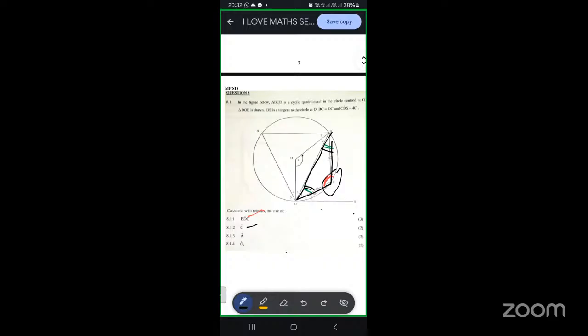Let's go to the other one, 8.13. We are now required to find the size of angle A. Okay, we have this angle, we have that angle, we have this angle. Now we want this one. Do you have any idea of how we can calculate this one now? Angle A. So since angle C is... it's 100, yes. 100, yes.